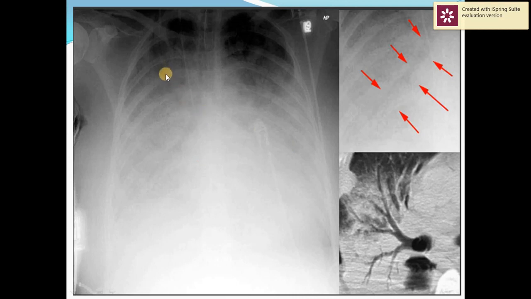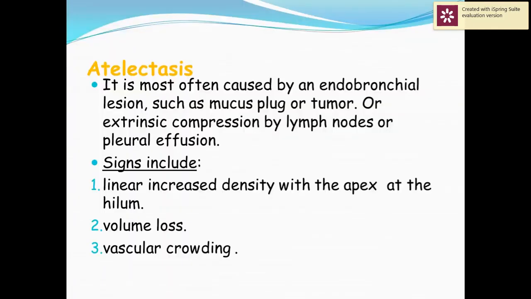Here, as we see, the air bronchogram sign. The air bronchogram is very prominent in the CT scan, which is an assuring sign that this is a pneumonic process or consolidation rather than a soft tissue mass. Atelectasis: a linear increase in density, volume loss, asymmetry of both sides, vascular crowding, and diaphragmatic pulling up are also associated with atelectasis.